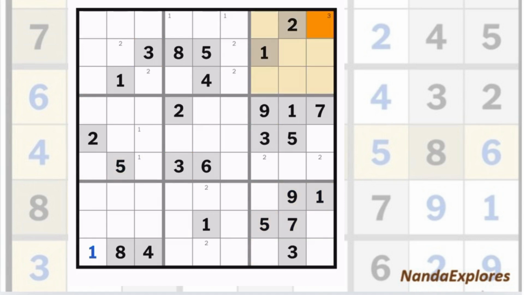So here also we get 2 cells in this block where number 3 is a likely candidate. Here also we get 2 cells where number 3 is a likely candidate. Then we go to 4. Here we get 2 cells in this column where number 4 is a likely candidate.